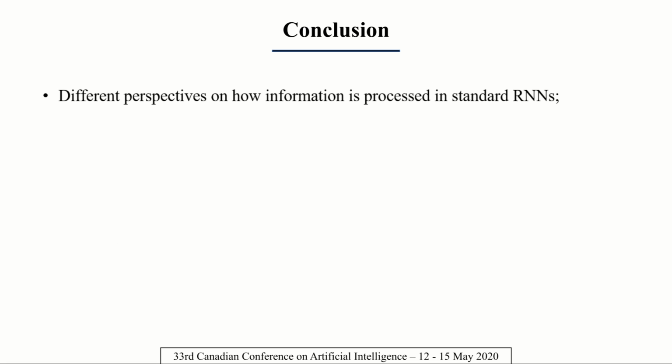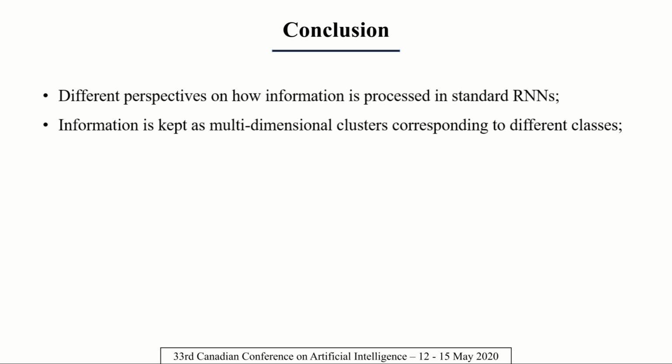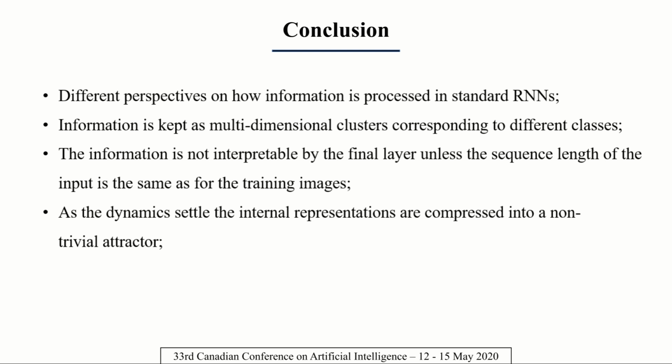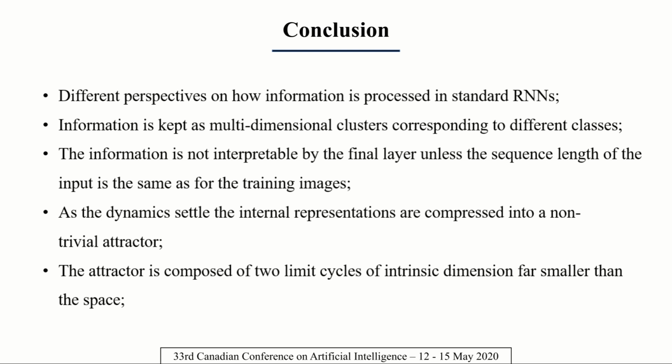In conclusion, we have shown different perspectives on how information is processed in standard RNNs. Information is actually kept as multidimensional clusters corresponding to different classes. However, this information is not interpretable by the final layer, since the accuracy is no better than random for almost all sequence lengths, unless the sequence length of the input is the same as for the training images. As the dynamics settle, the internal representation is compressed into a non-trivial attractor, which is composed of 2 limit cycles of intrinsic dimension far smaller than that of the internal representation space.